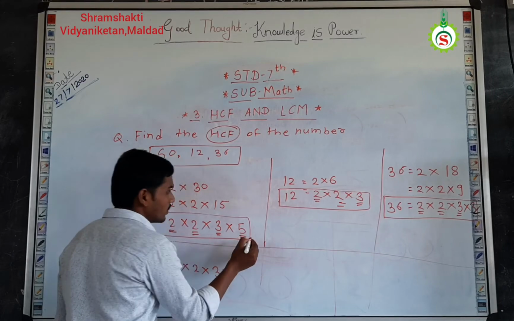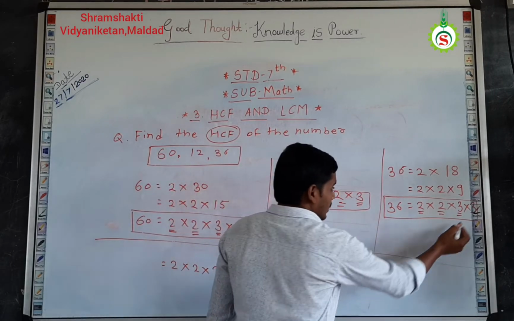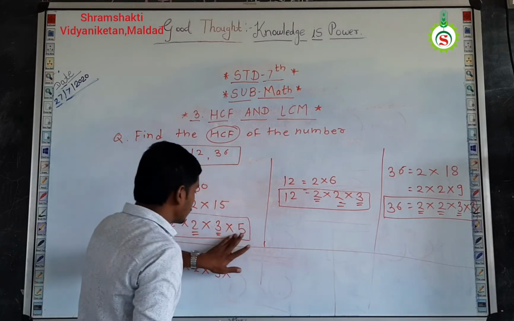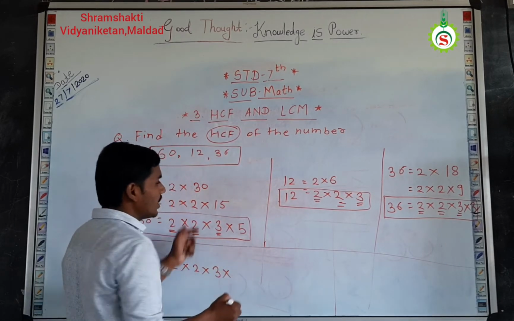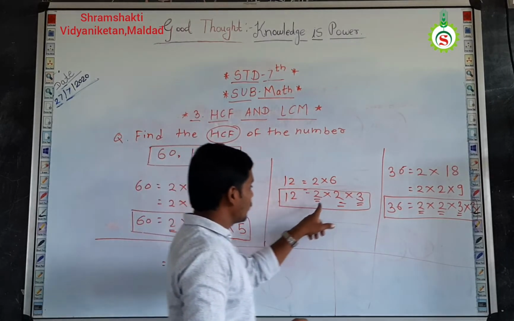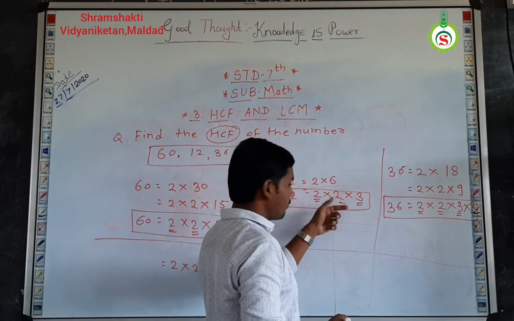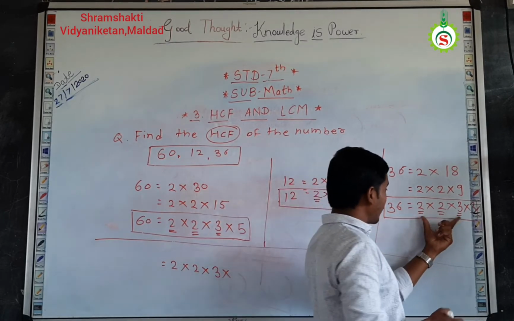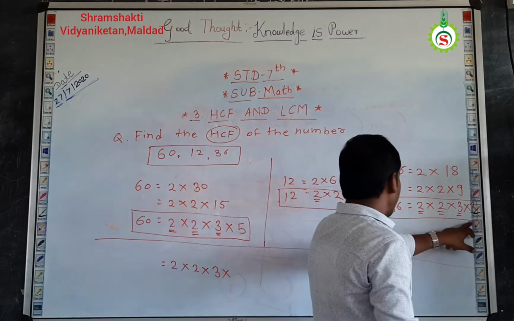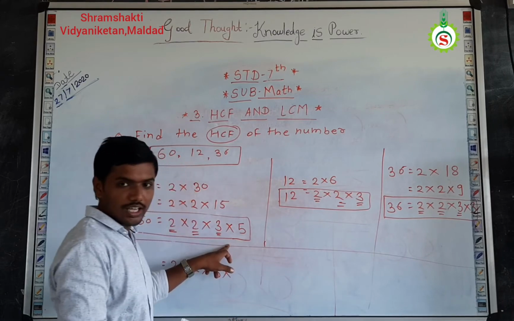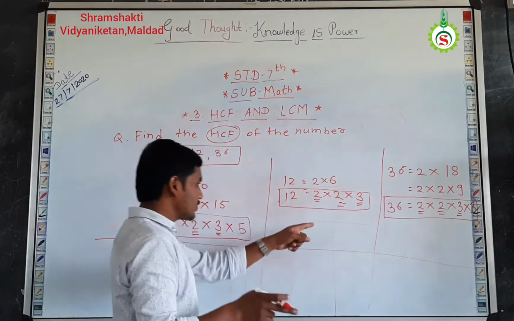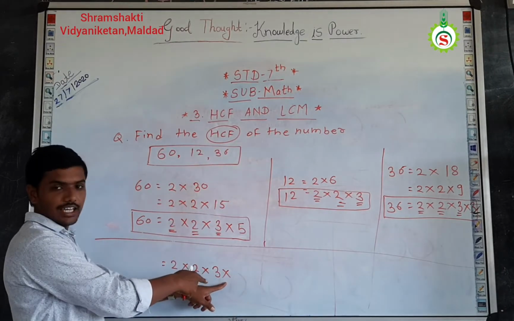Now here is a 5, but here is not 5, and here is also not 5. That means that 5 is not a common factor in all the numbers. So I am not going to take 5 here. Okay. Now from these factors, we have taken out 2, 2 and 3. The remaining is 3, but that 3 is not here and not here either. That means 3 is also not a common factor. That's why I am not going to take that 3 here also.